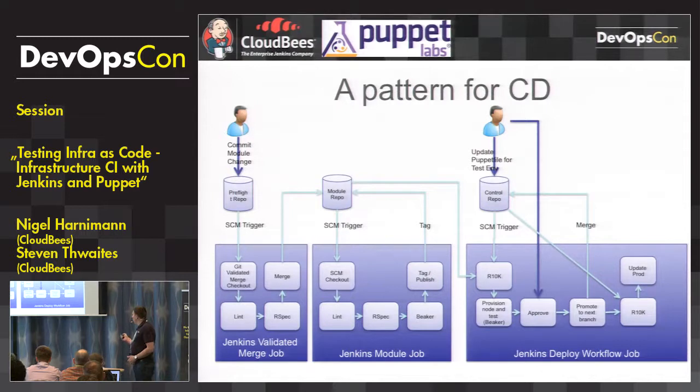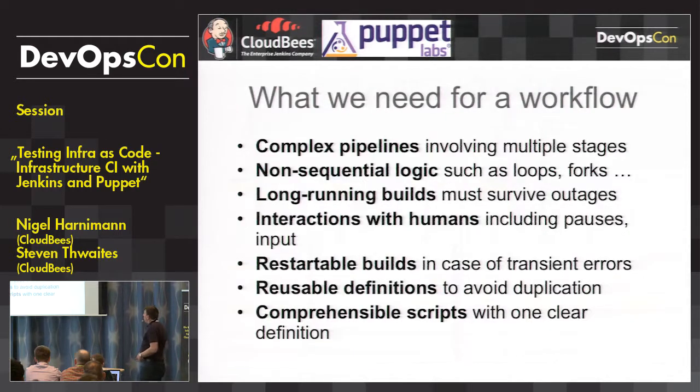And the way we'd like to think about doing that now is actually using the Jenkins workflow. So CloudBees wrote this and gave it back to the community. And there's a couple of extra features that the enterprise version has got. So to do a workflow, you need to have a complex pipeline. You need complex logic. It's got to be non-sequential. You might want to do things in parallel. In this instance, we're kind of doing it in series, but there might be things that you do in parallel.